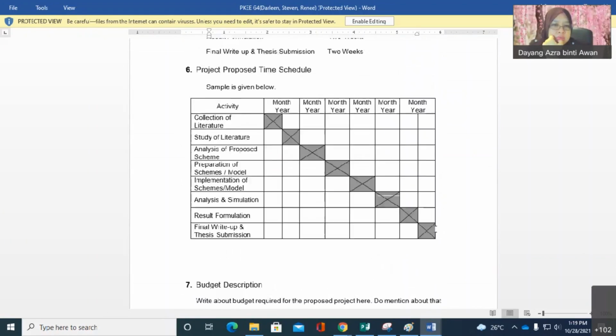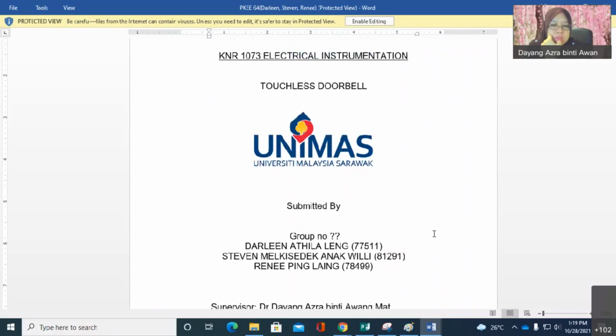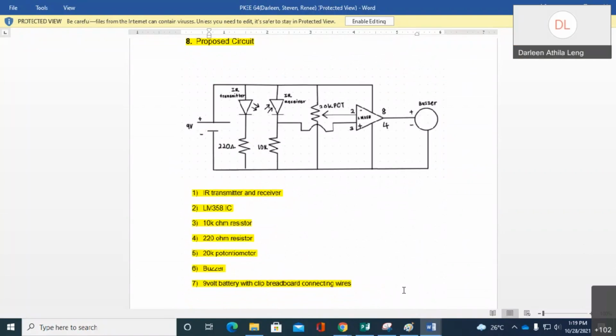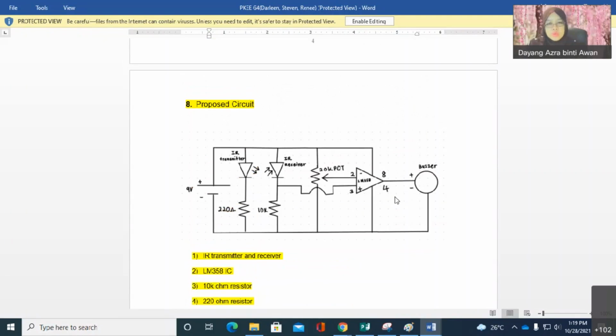What is your title? Touchless doorbell. Also using IR, and a buzzer. Okay, this one is okay. Although the circuit is more or less the same as your other friends', if you change it to a different title or application, there should be no problem.